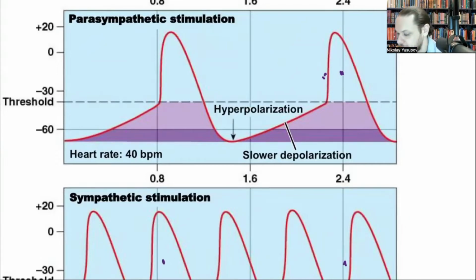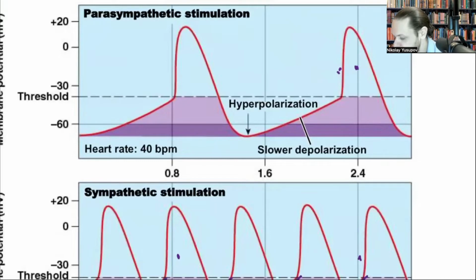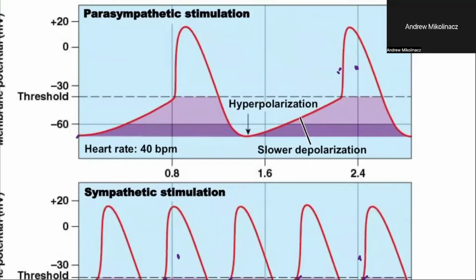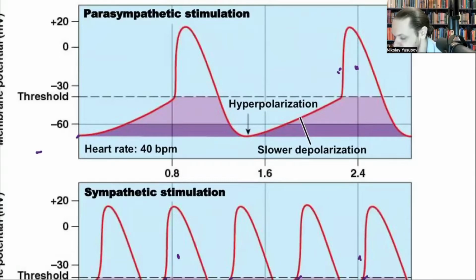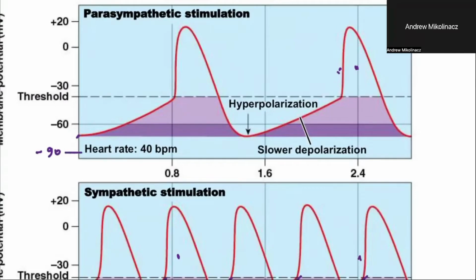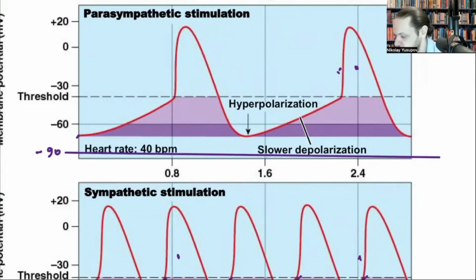So one drug I can give you is this: I can lower this resting state. I can take it from -70, let's say, to -90. I can give you a drug that does this.